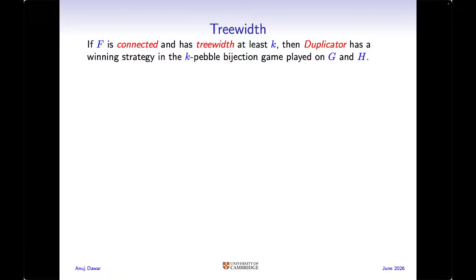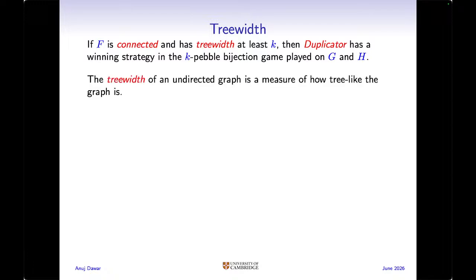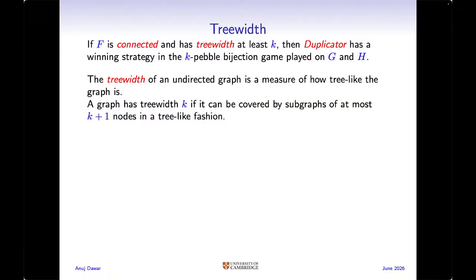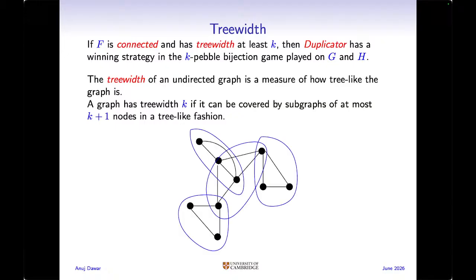Okay. Tree width, if you're not familiar with it, is a measure of connectivity of a graph. Sometimes that is seeing how tree-like the graph is. A graph has tree width k basically if you can cover it by subgraphs of at most k plus 1 nodes in a tree-like fashion. That's not a definition. That's a rough intuition and a picture to help the intuition. Okay.